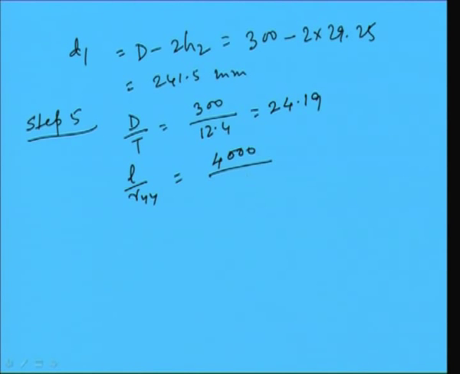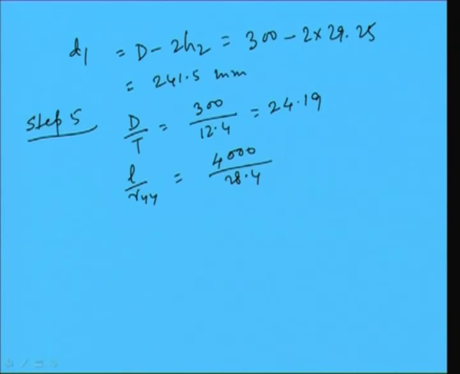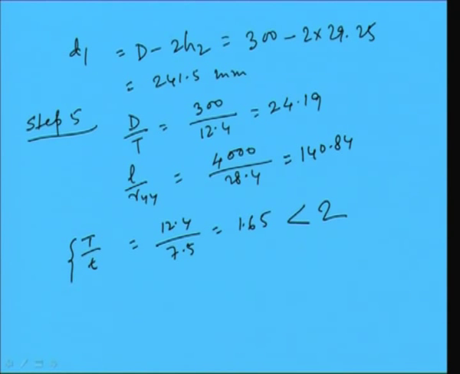L is 400 and RYY is 28.4. RYY is given in the code, which we have written here, 28.4 millimeter. So, this is becoming 140.84. Another thing we require is T by t, that is the ratio of thickness of flange to thickness of web. This is coming 1.65, which is less than 2, because in the table when we are going to use it, we have to see whether T by t is less than 2 or greater than 2, on the basis of which we will get the value.